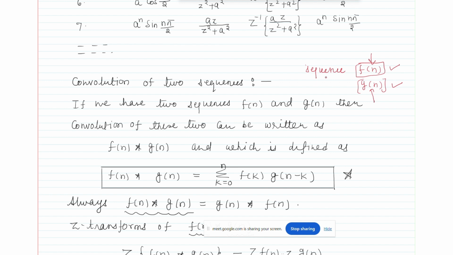We write this convolution as f n star g n. This is the convolution of two sequences. If we have two sequences f n and g n, then their convolution can be written as f n star g n. The symbol star is what we use for the convolution of two sequences.